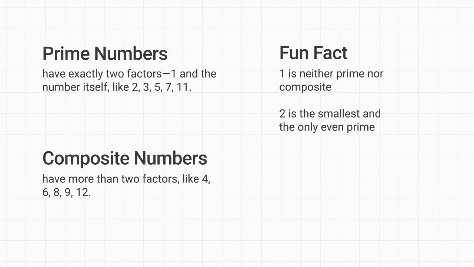Numbers also kind of have two different personalities. You've got prime numbers, which are super exclusive. They only have exactly two factors, 1 and themselves. Then you have composite numbers, which are a bit more social and have more than two factors. Oh, and a couple of fun facts. The number 1 doesn't belong to either group, and the number 2 is the only even prime number in existence.